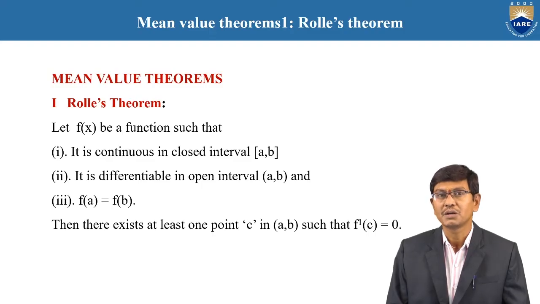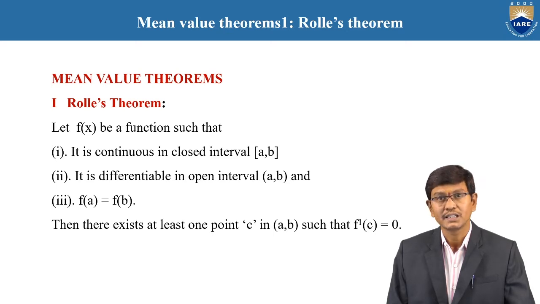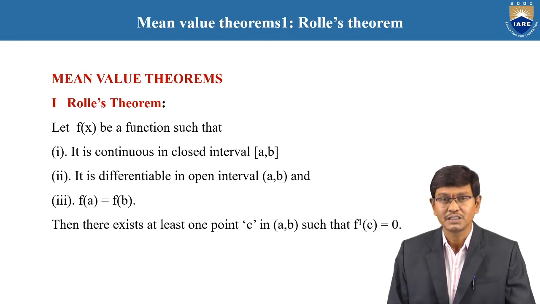Before discussing Rolle's theorem, let us see what conditions are required. Majorly, three conditions are required to be satisfied. Whenever the three conditions are satisfied, only then is the function said to satisfy Rolle's theorem. One condition is that f(x) is a continuous function in the closed interval [a, b]. Second, f(x) is differentiable in the open interval (a, b). And the third condition, if f(a) is equal to f(b), then there exists at least one point c in (a, b) such that f'(c) = 0.